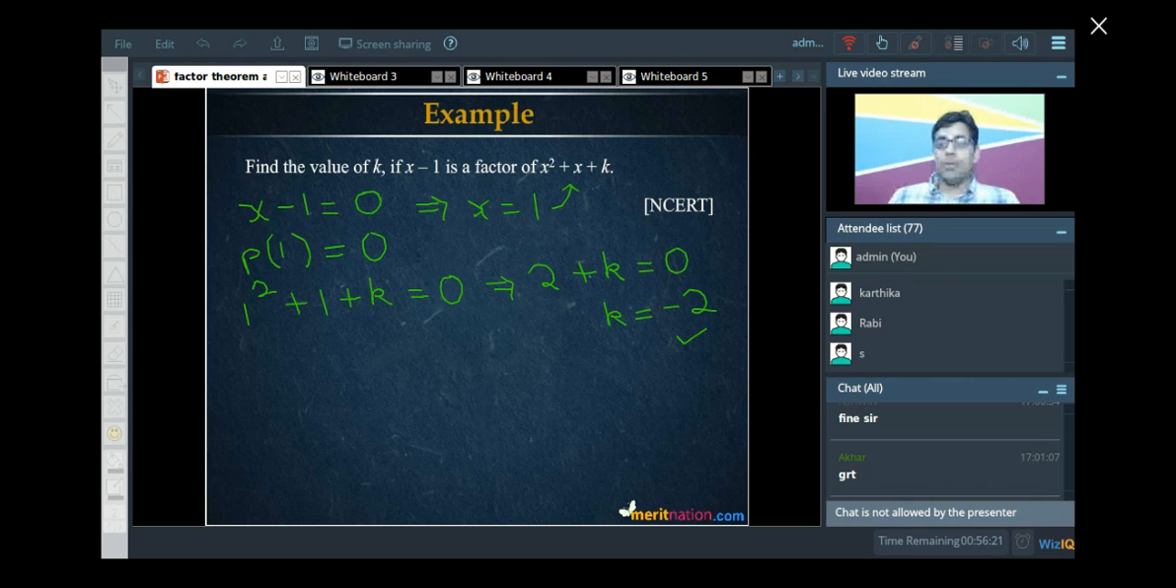So again I am repeating this. By using the factor theorem, the linear polynomial is given as x minus 1. The value of a becomes x equals 1, a equals 1. So by factor theorem remainder is 0. Therefore p of 1 is coming as 0. By putting this value of 1 in this given polynomial, 1 square plus 1 plus k, it is coming as 0, and then finding the value of k here. k becomes equal to minus 2 for this given example.